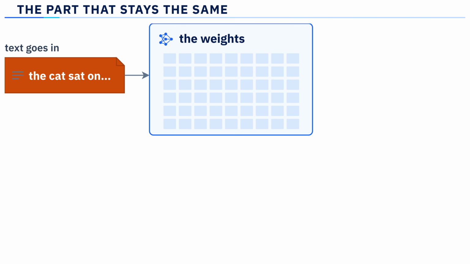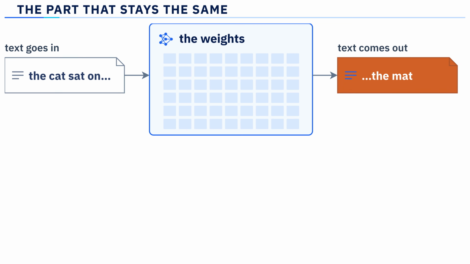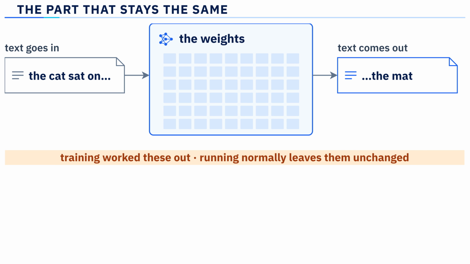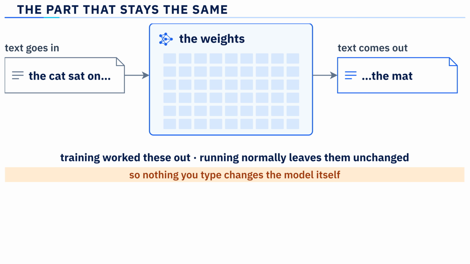Text goes in. The cat sat on. And text comes out 1 piece per pass. 2 more trips round and it has written, the then mad. The left side changes. The right side changes. The block in the middle is the same block every single time. Training worked these out. Running normally leaves them unchanged, while it is answering you. And so nothing you type changes the model itself. Your conversation does not change those numbers.